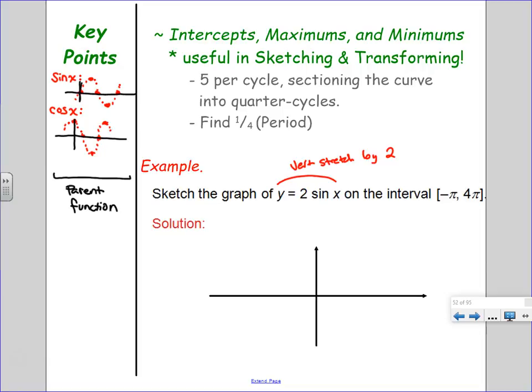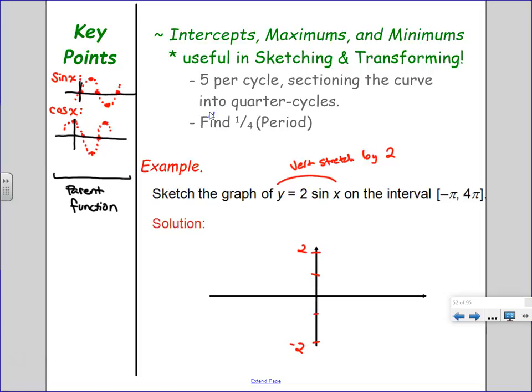Big rubber band, right? The y values are going to stretch. Now, I want you to look at the graph you just graphed a second ago. Question, how high did we go on that one? 1. So instead of going to 1, where are we going to go? To 2. And instead of going to -1, where are we going to go? To -2.